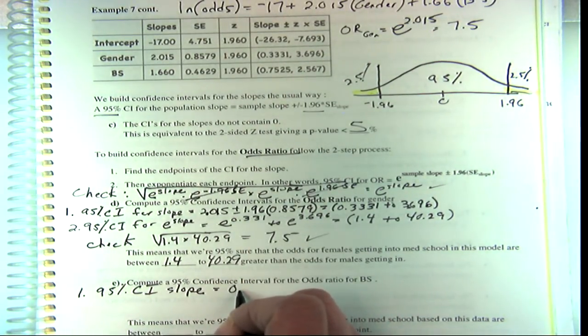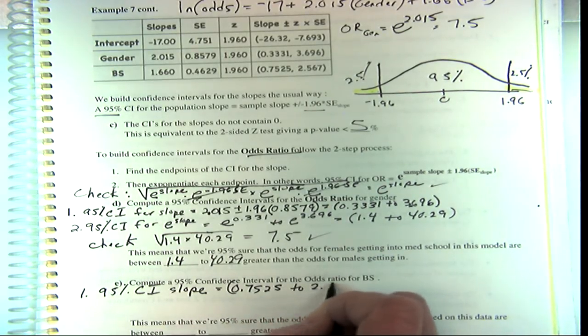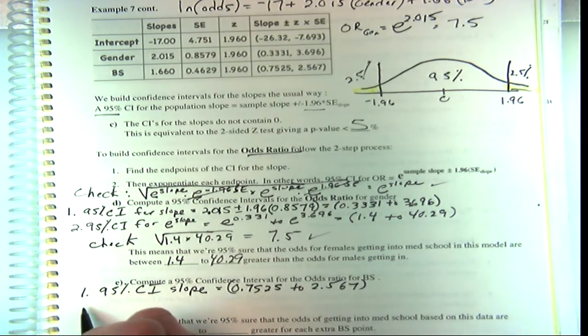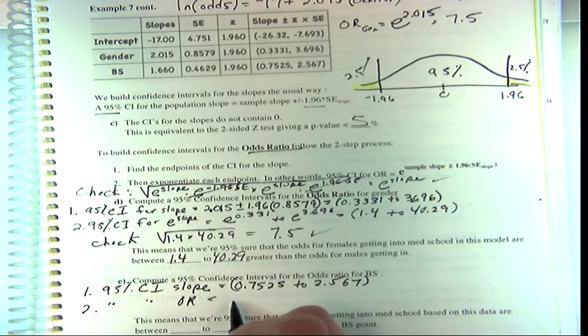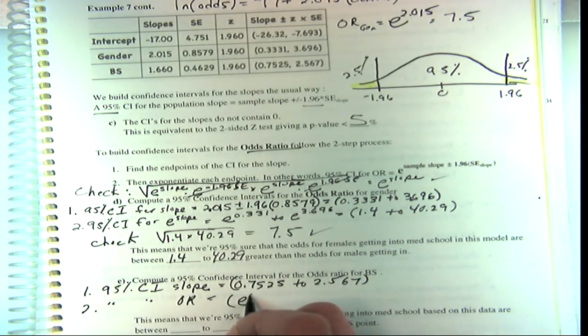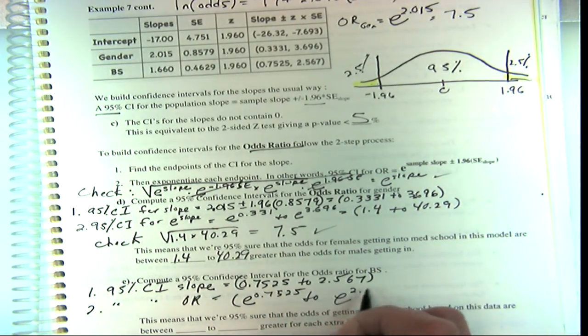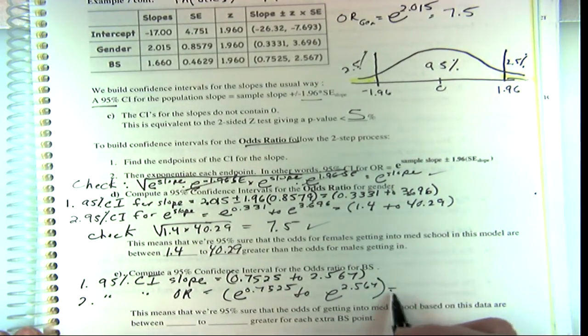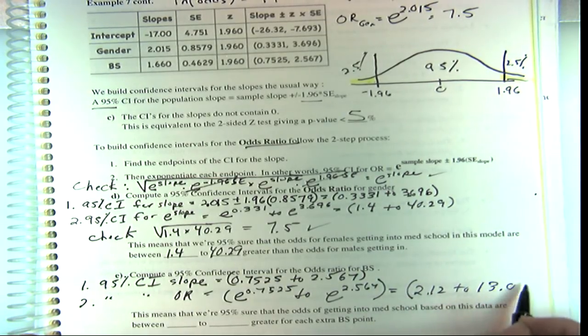Once you get that, here's your confidence interval. If that's given to you, then all you need to do to get the 95% confidence interval for the odds ratio is exponentiate it. That's all we're doing. It's pretty easy. We've done it a bunch of times before. And I did that and I got approximately 2.12 to 13.03.